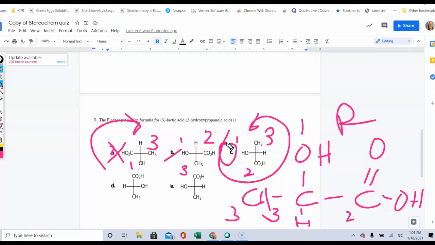Just let's go through the others. I have my 1, I have my 2, and I have my 3. Uh-oh, that's counterclockwise also. And then on this one I have, and that means I'm going to have to check my work.